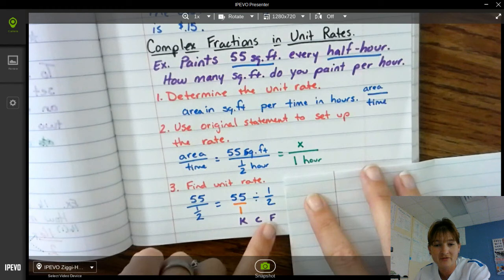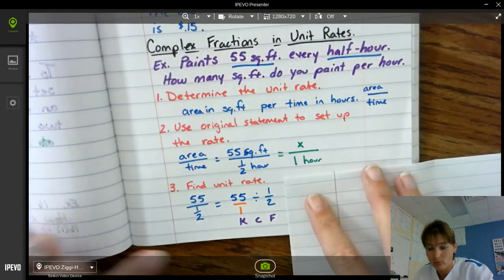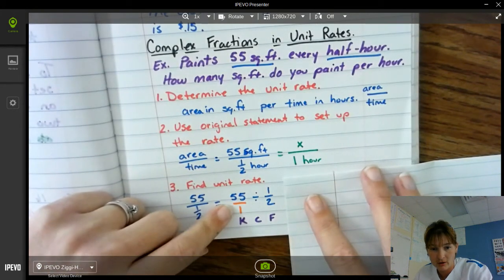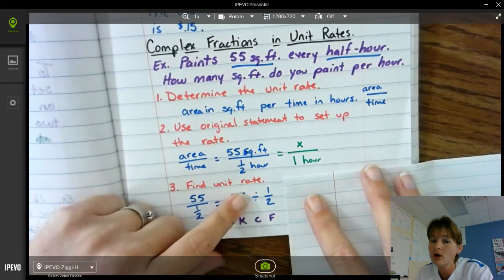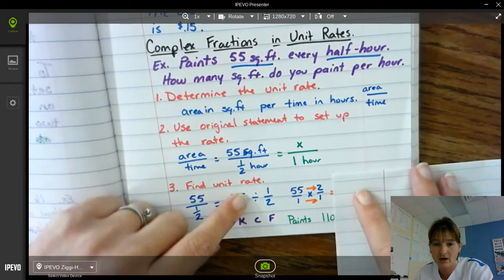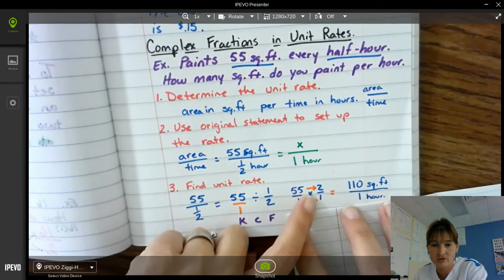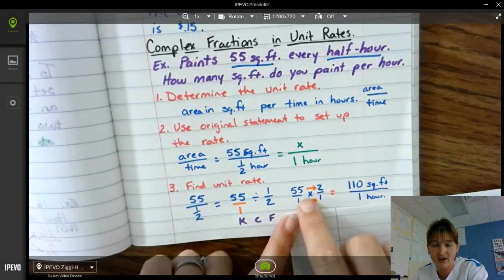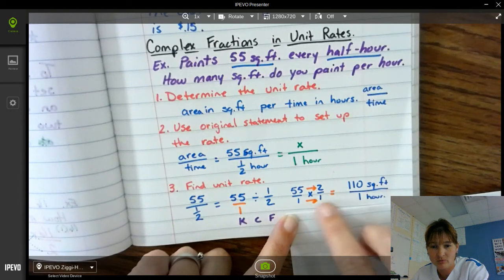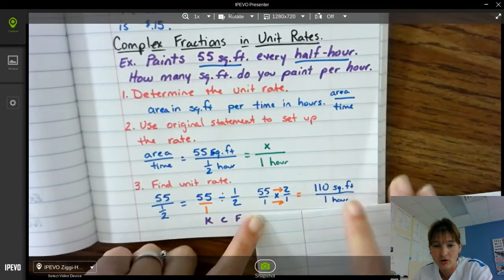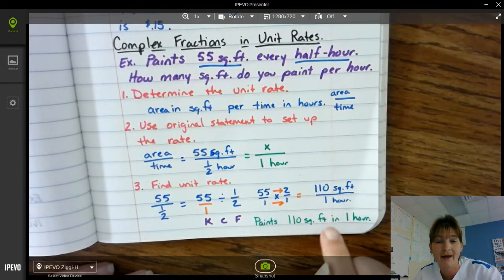We can use KFC. This is what I was talking about by using your knowledge from previous lessons. When you have a whole number, you put it over 1. You keep the first fraction, flip the second fraction, change the operation to multiplication. So here we're going to change 55 over 1, then times the 1 over 2. And you should get 55 times 2 equals 110 square feet. And 1 times 1 is your 1 hour. So we know at this point that we can paint 110 square feet in 1 hour.